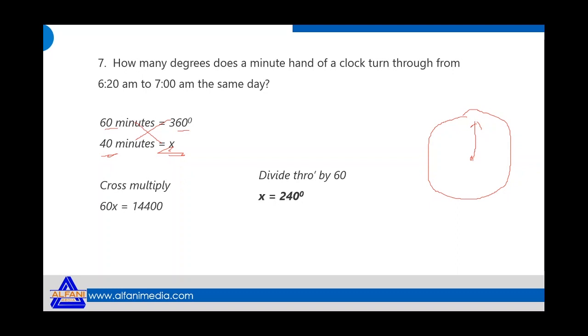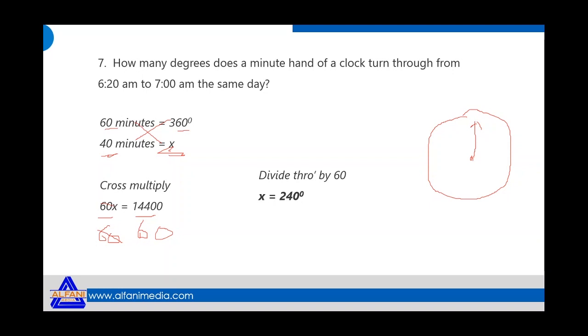So the 40 minutes times 360 gave me 14,400. When you do it in your calculator, 40 times 360 will give you 14,400. After this, you divide through by 60 to get the x alone. So dividing through by 60, x will now be equal to 240 degrees. All right, 240 degrees.